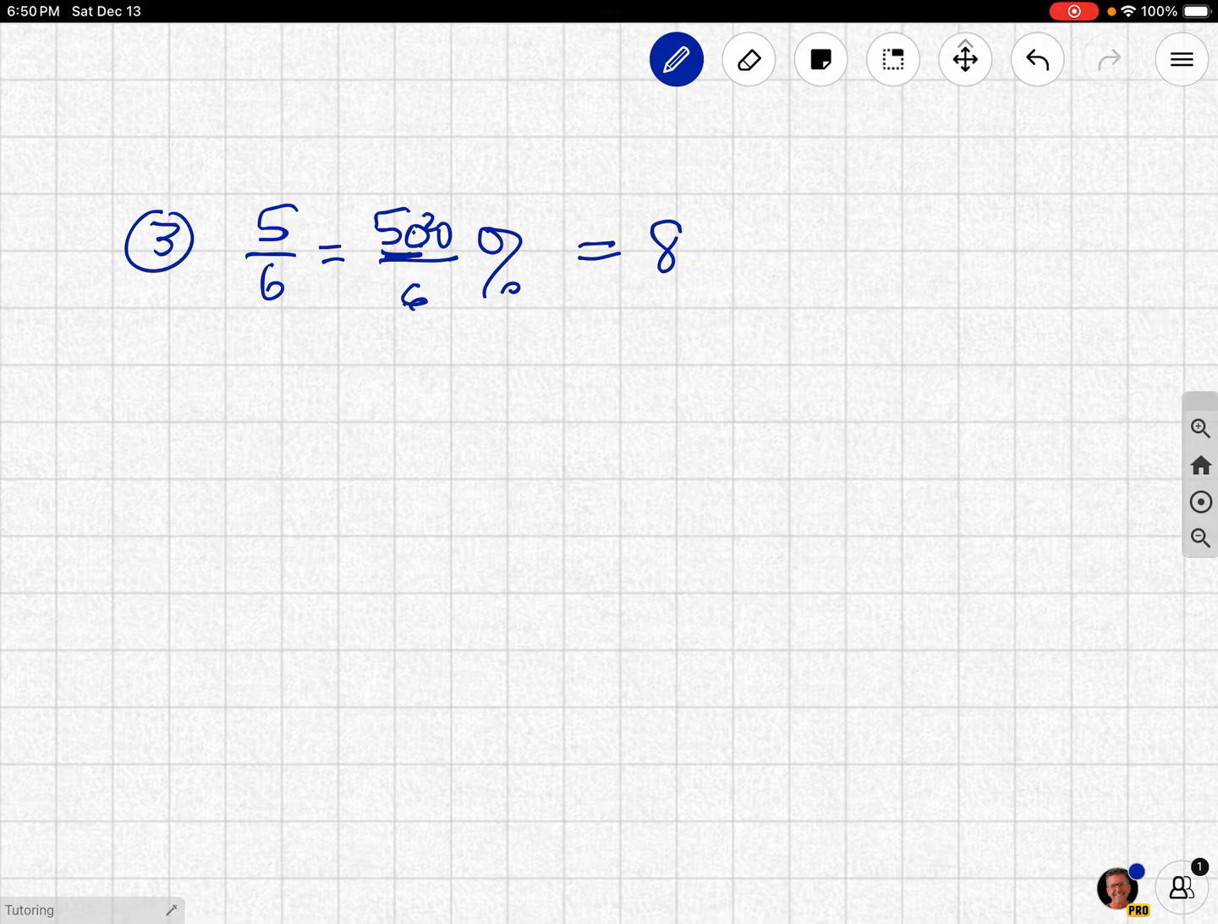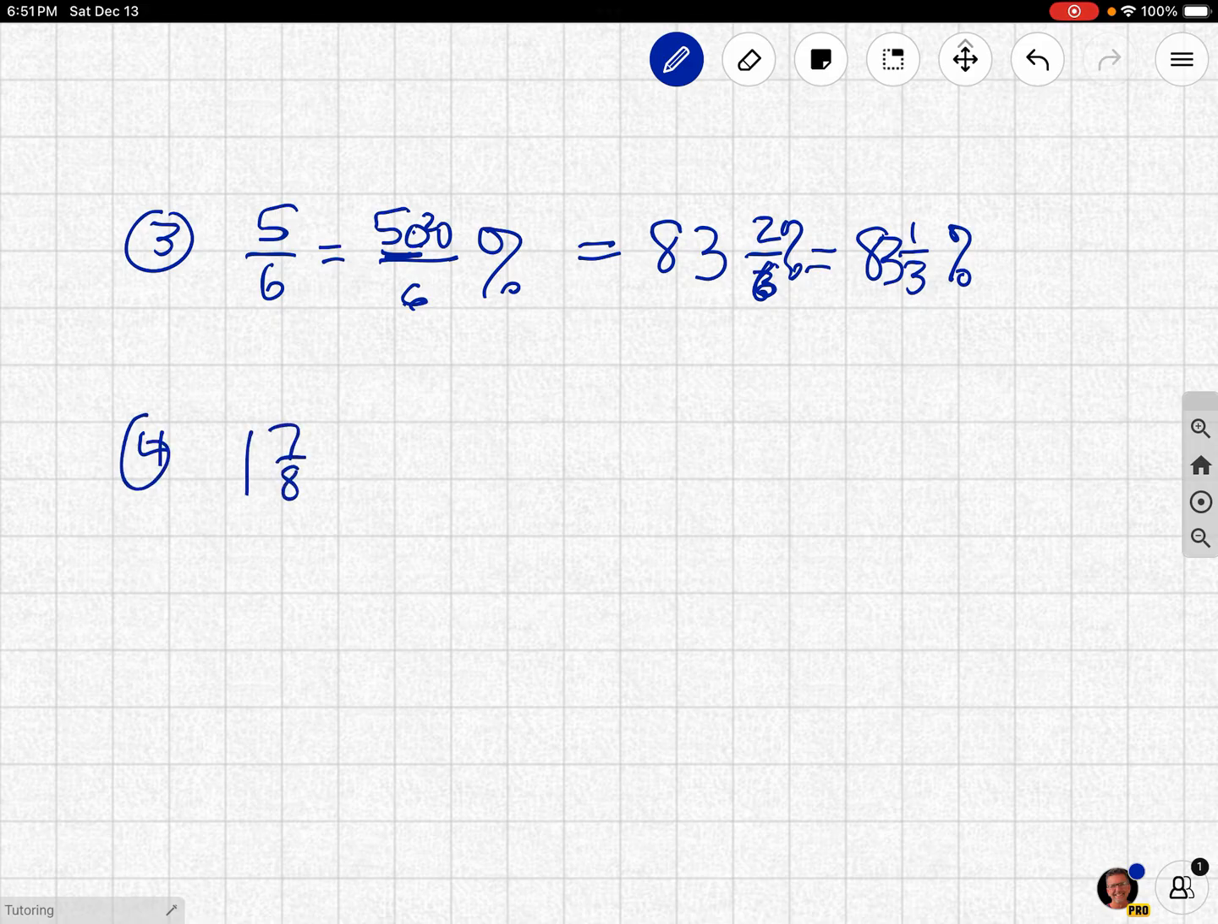6 goes into 20, 3 times. And 6 times 3 is 18, so that's a leftover of 2, and that's 2/6, but we want to simplify that. That's 1/3 percent. Did you simplify? 83 and 1/3%. Should be your answer for number 3. Okay, you should have already done number 4, which is 1 and 7/8.